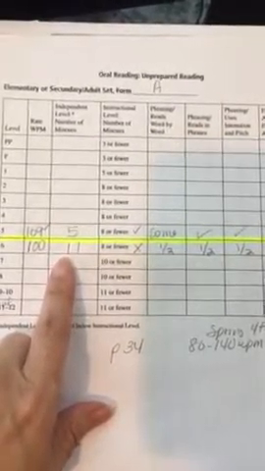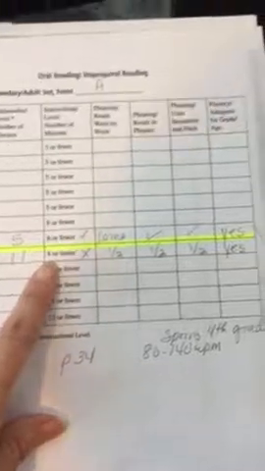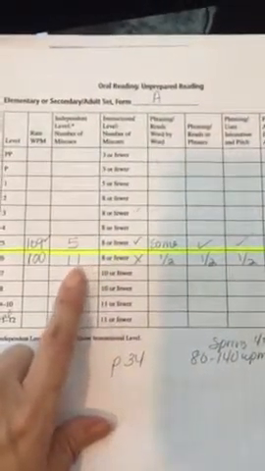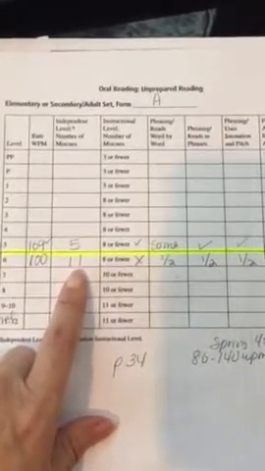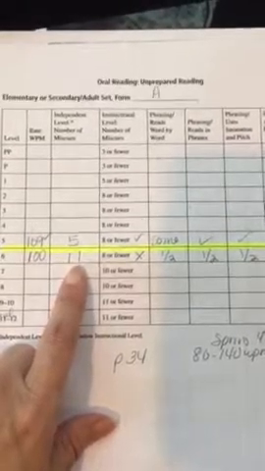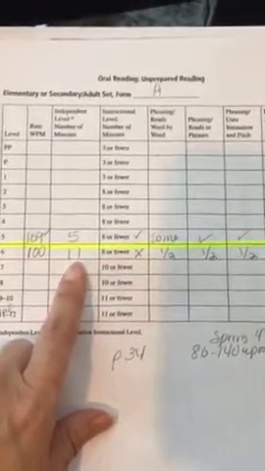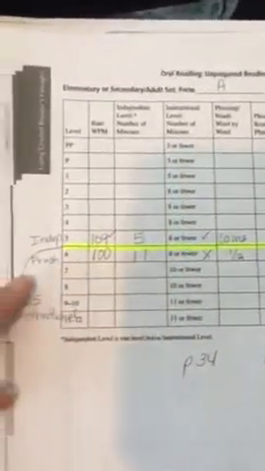If I look further, I still needed 8 or fewer miscues. We had 11, which was the opposite, a substantially larger number. So this tells me that is the frustrational level.